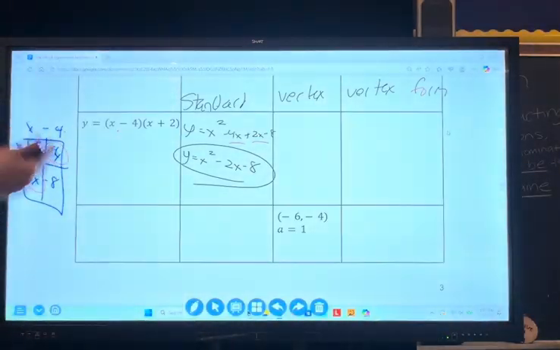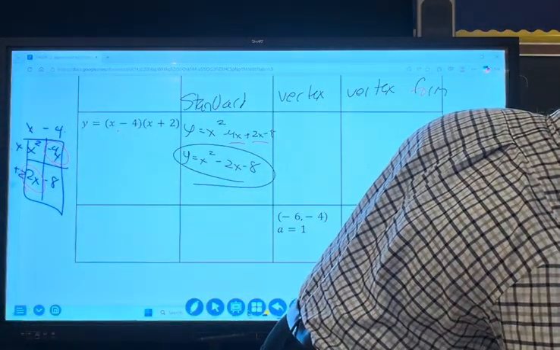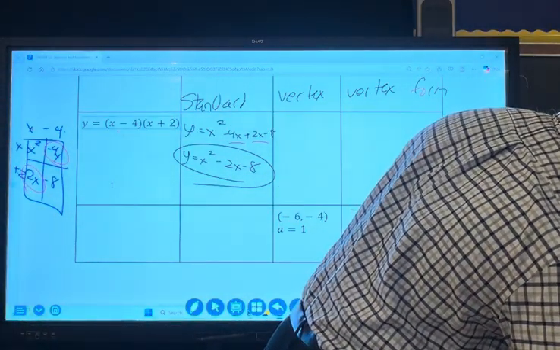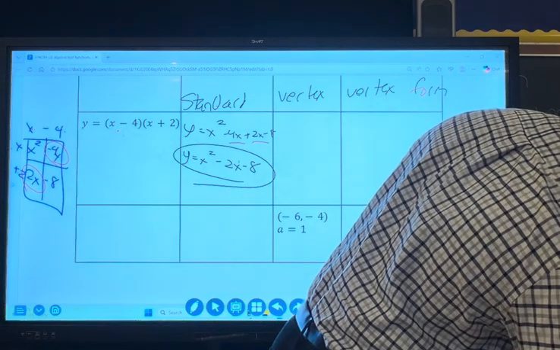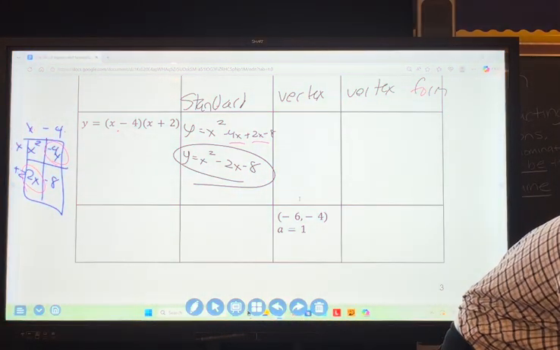But now I need my vertex. To find my vertex from here, let me do this so I have more space. Maybe I won't. Nice, this won't work.